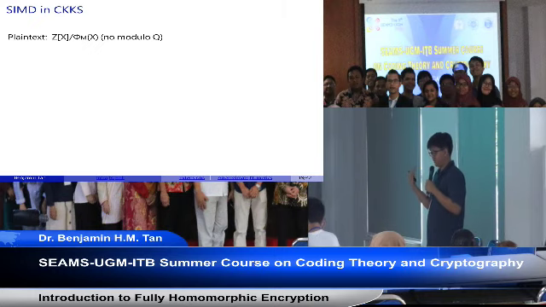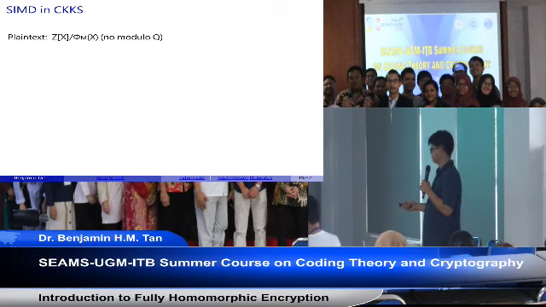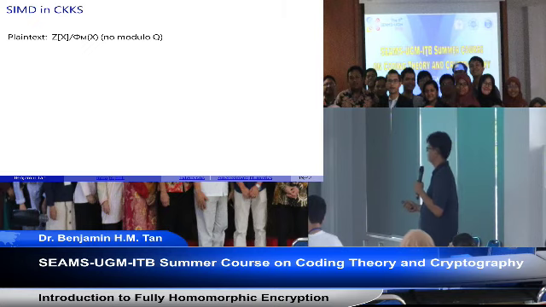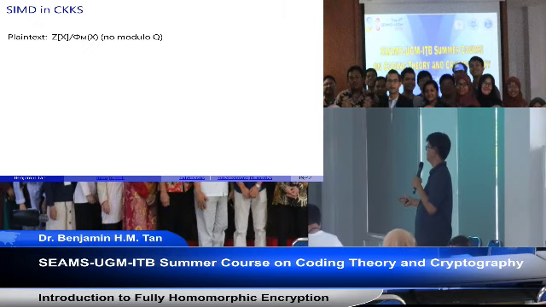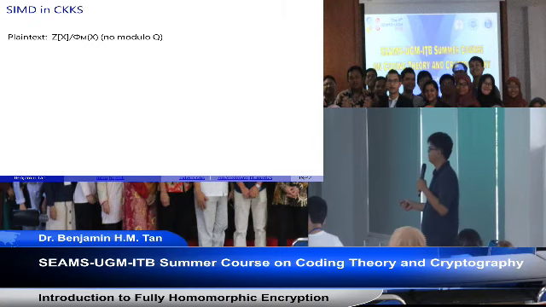Okay, so in CKKS, we can also do some kind of packing, but it is different from how we did it originally. Because now the plaintext space is not Z_Q, so there's no modulo Q here. You are working with integers. So we first use this notation: Z_m star being the integers in Z_m that are coprime to m. Then the m-th cyclotomic polynomial, we know, factorizes like this. Here zeta_m is the primitive m-th root of unity.